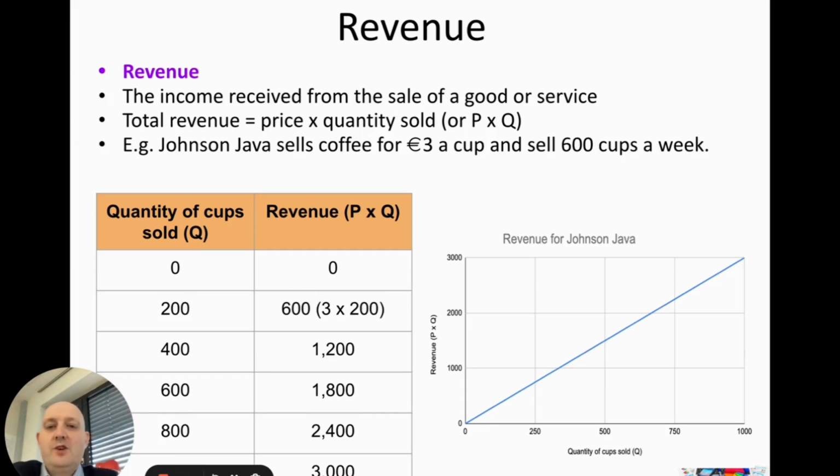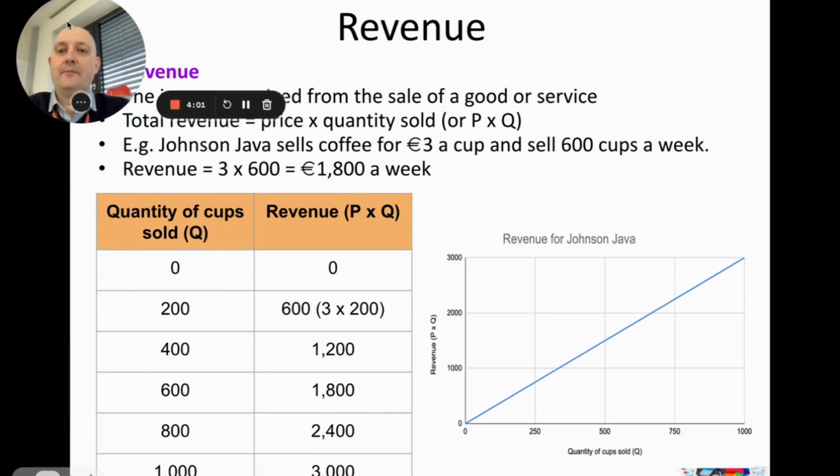This is a coffee shop that sells coffee for €3 a cup, and they sell 600 cups a week. So we can calculate their revenue for the week. All we do is multiply the 600 cups a week by 3, because they sell it for 3 for each cup. Therefore, they make €1,800 a week from selling coffee.